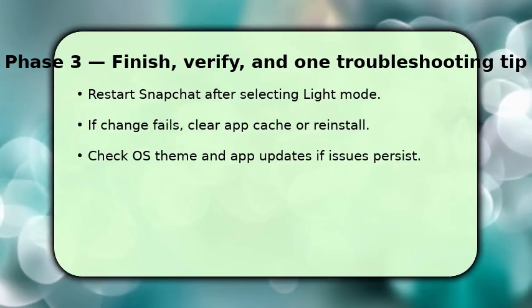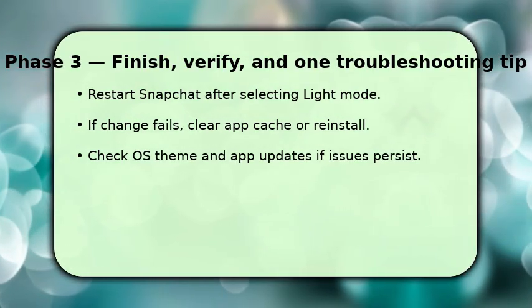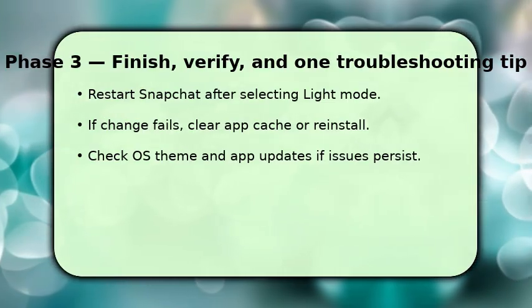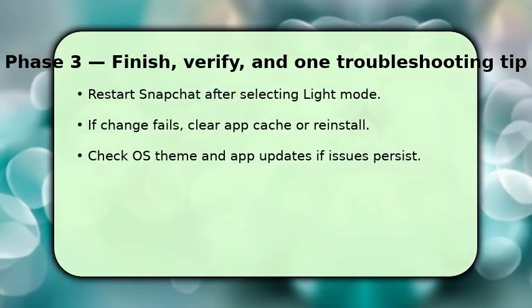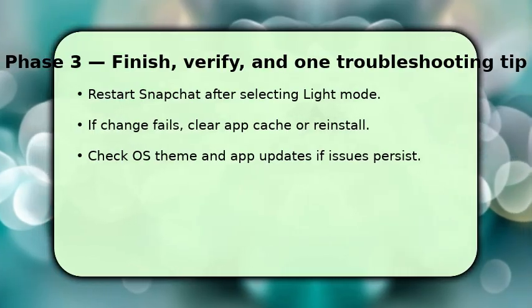If problems continue, clear the app cache or reinstall. This resolves corrupted theme settings. Make sure your device's OS theme is not forcing dark mode and verify Snapchat updates. Doing those steps fixes most issues.